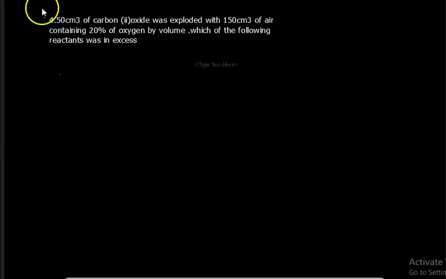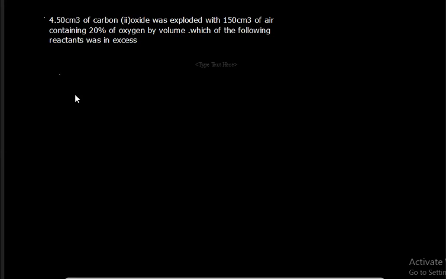Alright guys, so for today's class I'm going to be using a video explanation to explain some solvings and calculations. We have a question here in number 4 which says 50 cm³ of carbon(II) oxide was exploded with 150 cm³ of air containing 20% of oxygen by volume. Which of the following reactants was in excess?